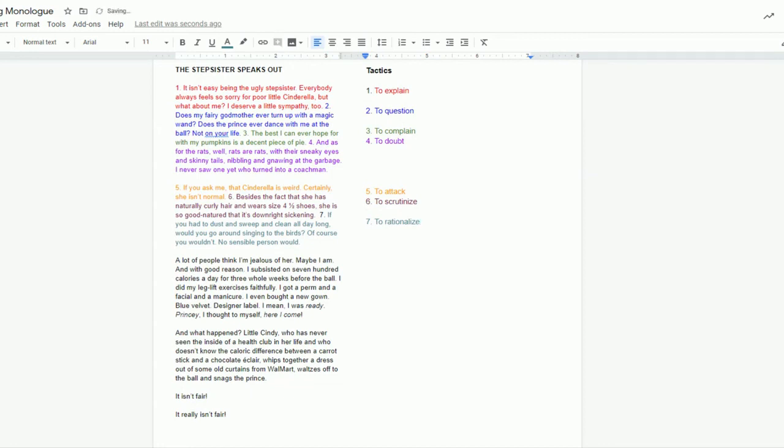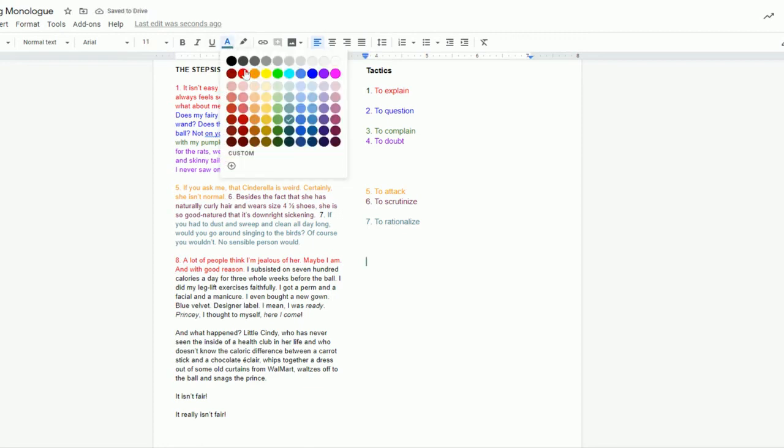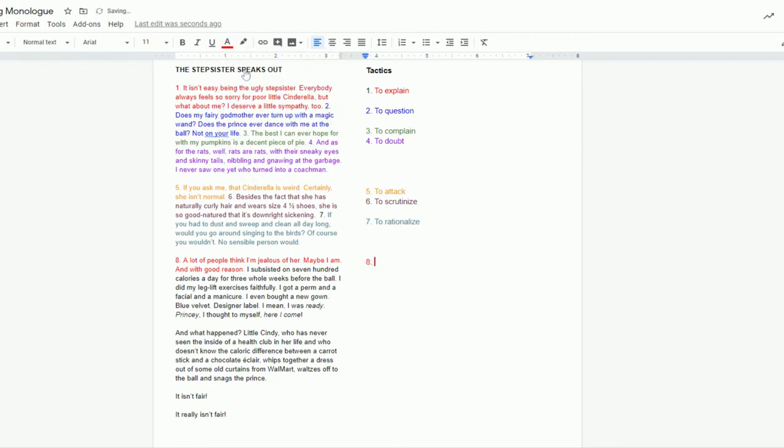So now there's a complete major shift in the stepsister's tactics here. She says, "A lot of people think I'm jealous of her. Maybe I am, and with good reason." Well, so we're just going to go back to red because I'm running out of colors. So we'll call this tactic 8. And down here, what is the stepsister doing? What has happened at this point?